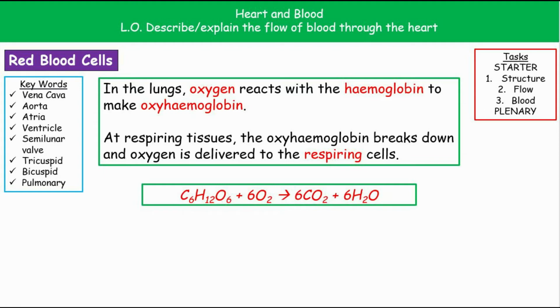But C6H12O6, that's glucose, plus 6O2, so 6 oxygen molecules, makes 6 CO2, 6 carbon dioxide molecules, and 6 H2O, 6 water molecules. So tick any you got right, correct any you got wrong.